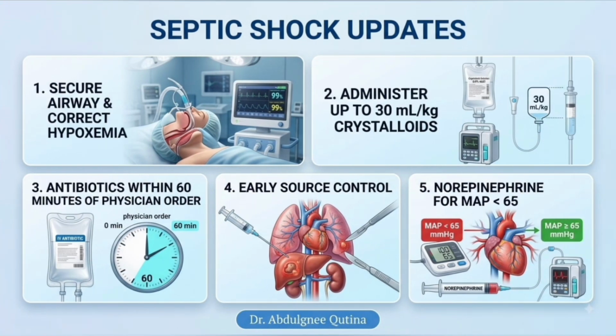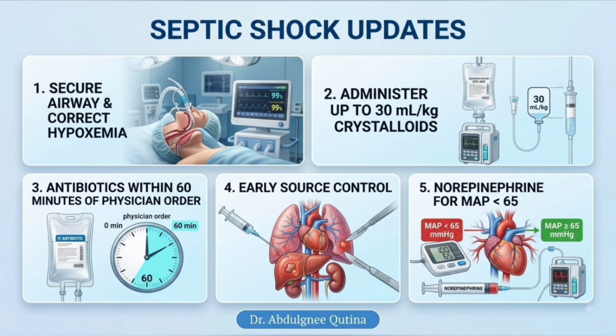Let's zero in on septic shock specifically. The stakes here are just staggering. Mortality hits 40% or more when shock sets in. Your immediate priorities? Secure the airway, get that access, and push up to 30 mils per kilo of balanced crystalloids.